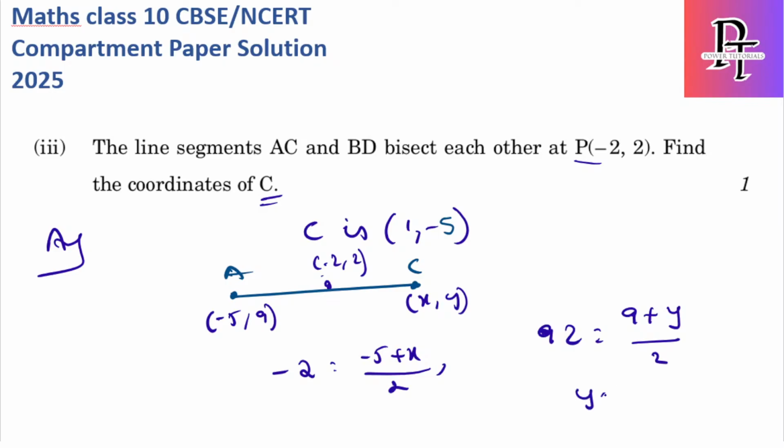So the y value will become 4 minus 9, which is minus 5, and the x value minus 4 plus 5, so the x value will become 1. So you got the same value, which is 1 comma minus 5, as per the plot as well. But still for 1 mark, if they ask you to prove it, you have to use the midpoint formula and then just write the condition. Midpoint formula is x1 plus x2 by 2 comma y1 plus y2 by 2. So just write the formula and get the solution.